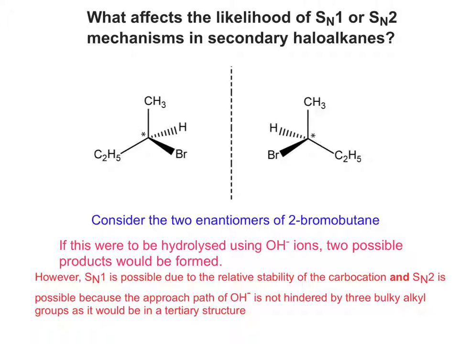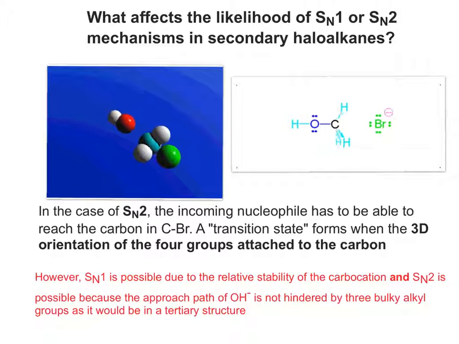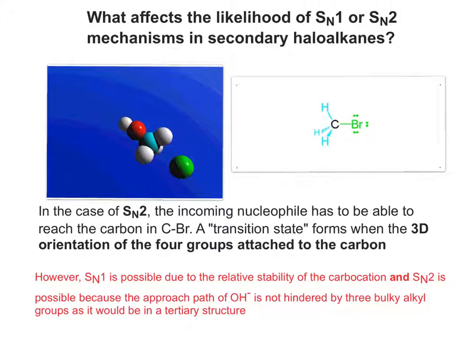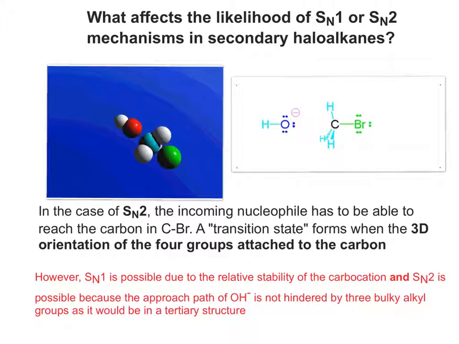So if you've got two possibilities, what might affect each one? This requires us to delve a little bit further into what actually happens during the process. So if we take an Sn2 mechanism, the incoming nucleophile has to be able to reach the carbon in the CBr bond. A transition state forms when the 3D orientation of the four groups attached to the carbon undergoes inversion. So looking at the right-hand animation, the transition state is about to happen.